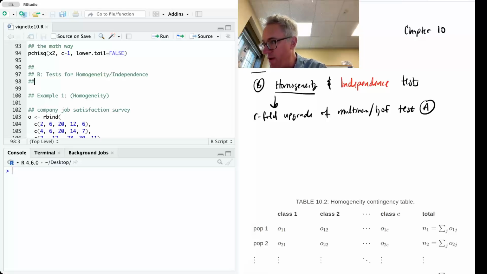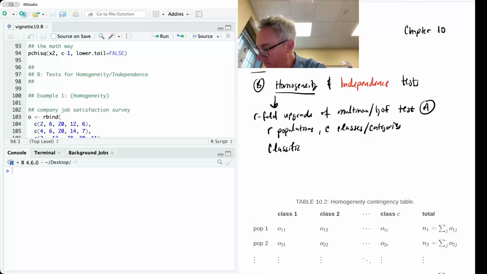Or you can think about it as R populations and C classes instead of one population and C classes or categories. Or if you want, you can think about it as a classification ANOVA. Remember, ANOVA is this idea from chapter 6, but in chapter 6 it's about Gaussian distributions, and here we're breaking things down into categories.